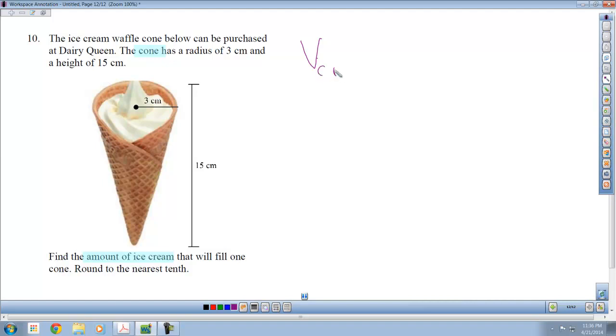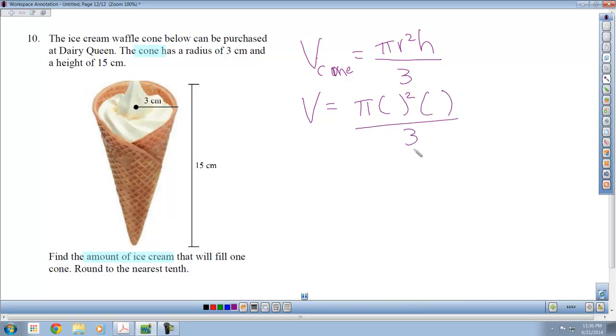Okay, so the volume of a cone, what formula is that? Pi r squared times the height, but because it gets narrower, it's not the whole volume like in a cylinder, so we end up dividing by 3. Okay, so let's plug in what we need to know. We need a radius, we need a height, and then we'll need to divide by 3. So how about the radius? Well, it's 3 centimeters. And how about the height? It's 15 centimeters.